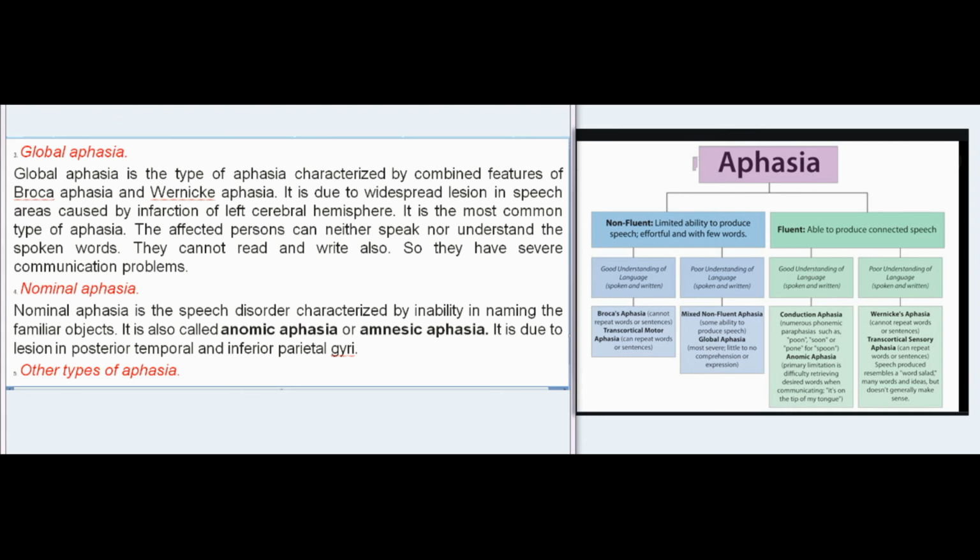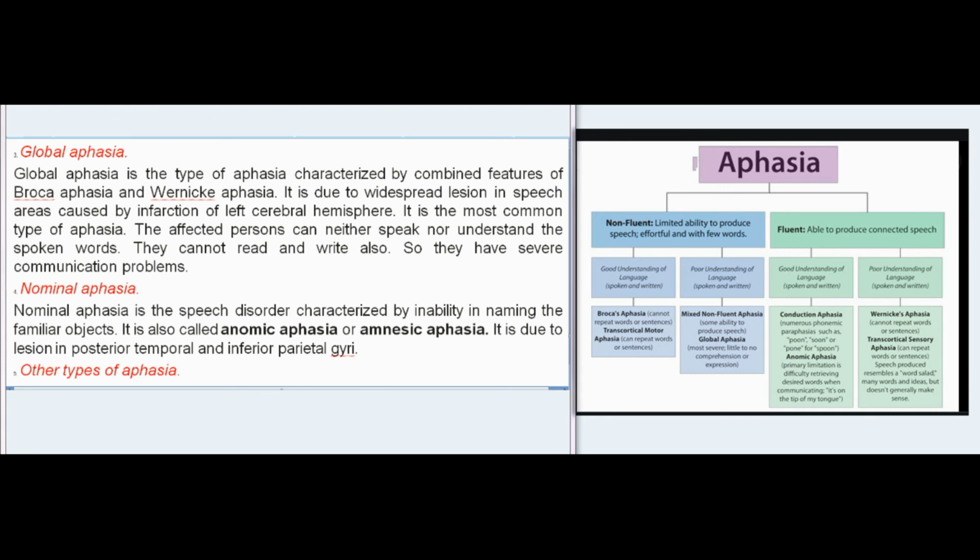Global aphasia. Global aphasia is the type of aphasia characterized by combined features of Broca aphasia and Wernicke aphasia. It is due to widespread lesion in speech areas caused by infarction of left cerebral hemisphere. It is the most common type of aphasia. The affected persons can neither speak nor understand the spoken words. They cannot read and write also. So they have severe communication problems.